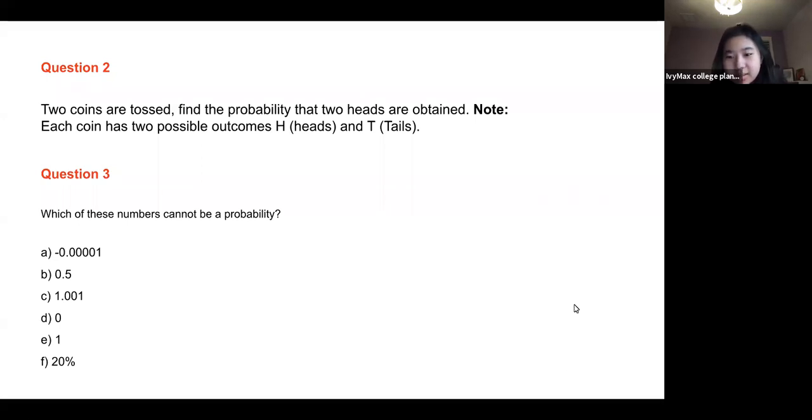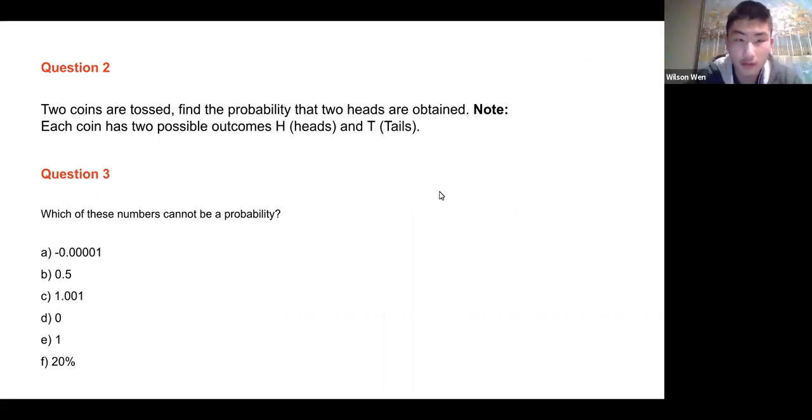Let's start with the warm-up questions for number 2. Wilson, do you want to start this off? Yeah, sure. Two coins are tossed, and we find the probability that two heads are obtained. Note each coin has two possible outcomes, heads and tails. Basically, the probability of getting either head or tail is 50% because there's only one possible outcome of the two sides. And then you're tossing two coins at the same time.